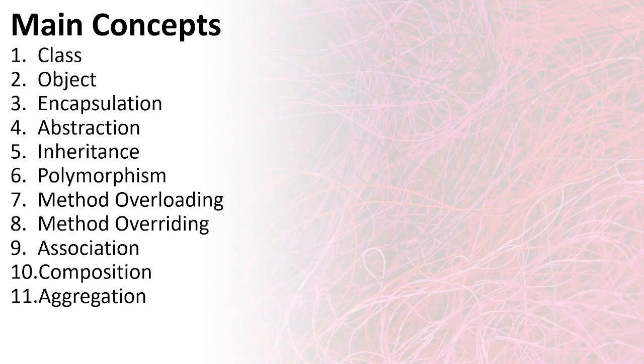The main concepts, 11 actually: class, objects, encapsulation, abstraction, inheritance, polymorphism. These are the pillars also: method overloading, method overriding, association, composition, and aggregation. The four pillars, we'll be looking at them separately also and see the code behind them. But first of all, let's understand the basic concepts and then we'll go into the details.